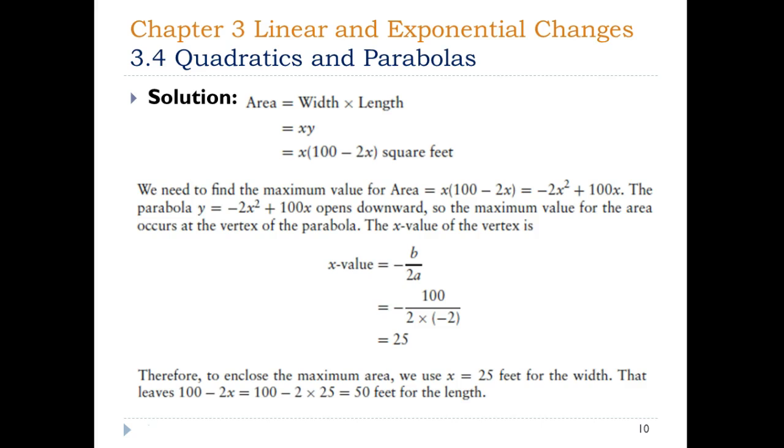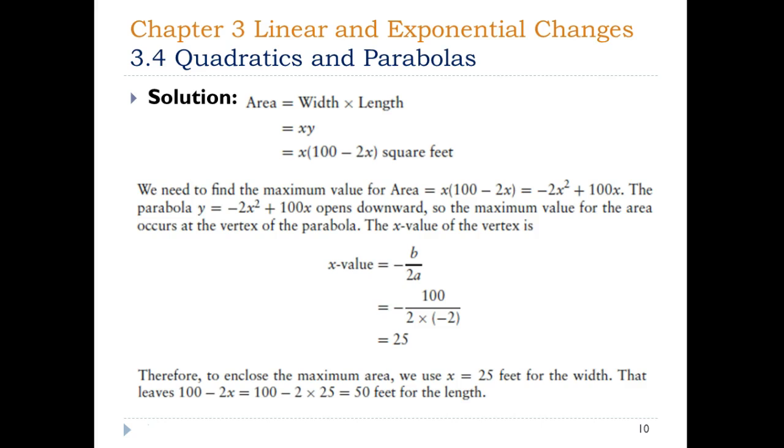Area is equal to width times length, or x times y. Replace y with the expression 100 minus 2x. We have x times (100 minus 2x) square feet. We need to find the maximum value for area, which is x times (100 minus 2x), or simplified as negative 2x squared plus 100x.